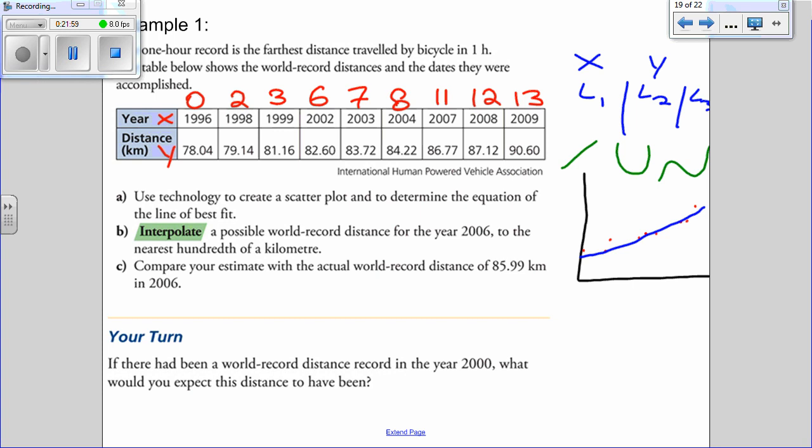If you look at your options, you see lin reg. What do you think that stands for? Linear regression. So you want to tell your calculator to do a linear regression, which is what we want, right? We want to draw a line. So you go down to lin reg and you hit enter.